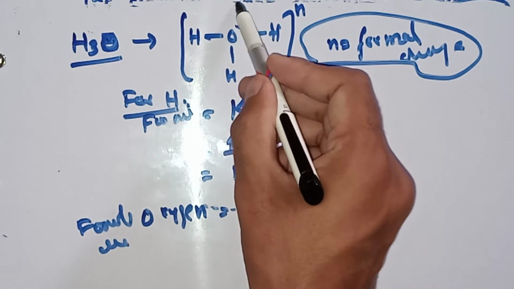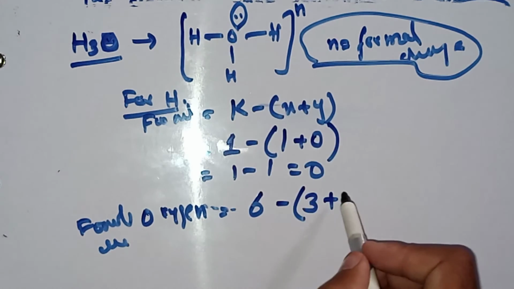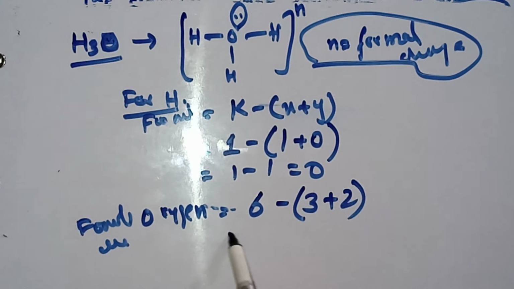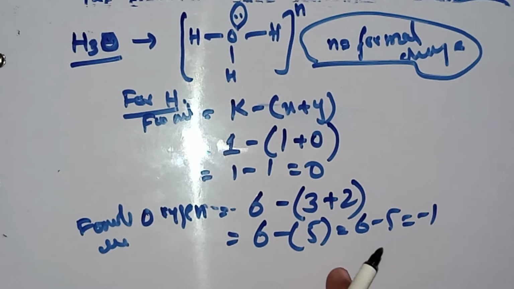Here there is only one lone pair on oxygen, so the non-bonding electrons are 2. So 6 minus 3 plus 2 is equal to 5. It means 6 minus 5, which is equal to 1.